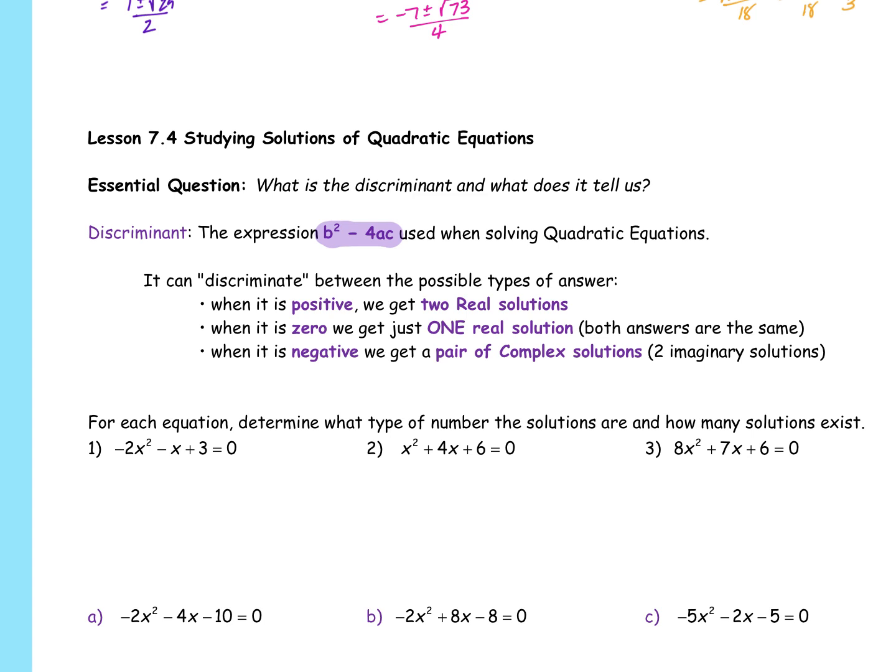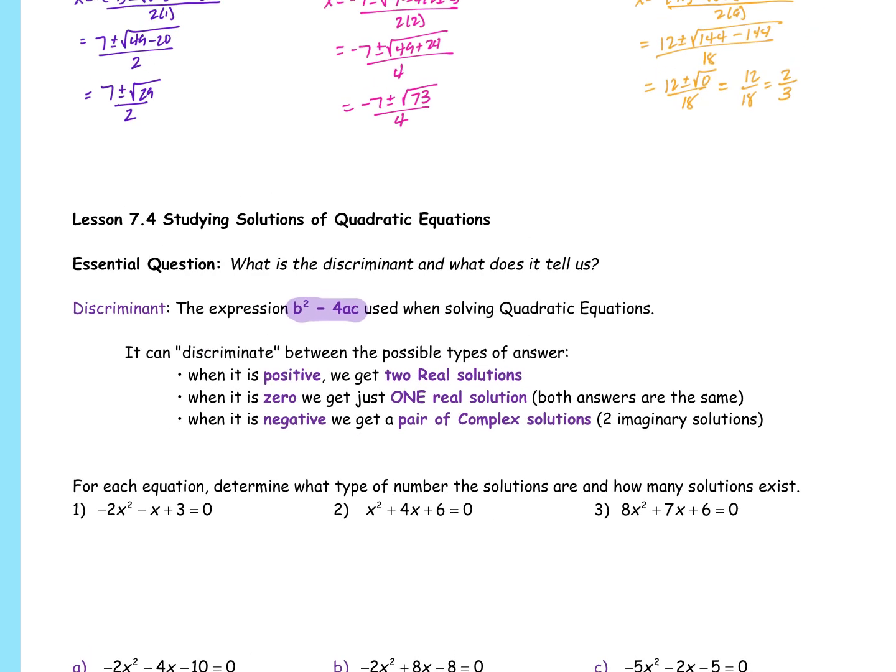So when it's positive, so if I solve for it and I get a positive answer for that, that means I'm going to have 2 real answers, right? So I'm going to have like 2/3 and 1/5, or 3 and 6, or negative 6 and 10. Does that make sense? 2 real answers. Okay, if it equals 0, I get 1 real solution, just like we did here.